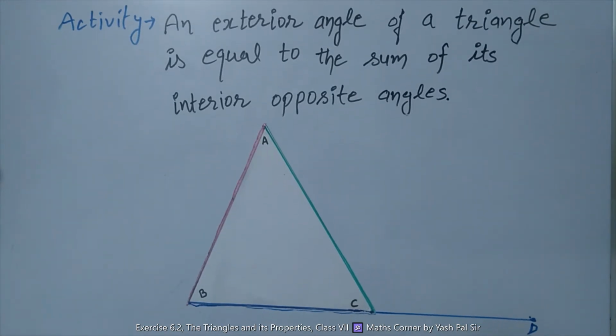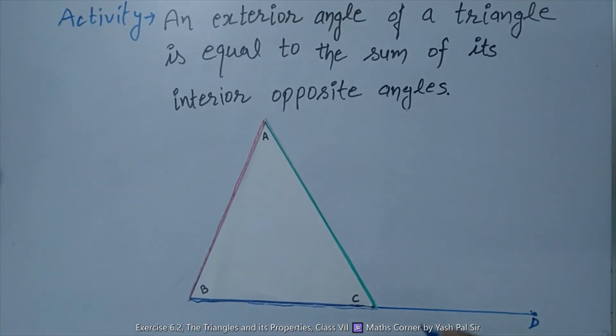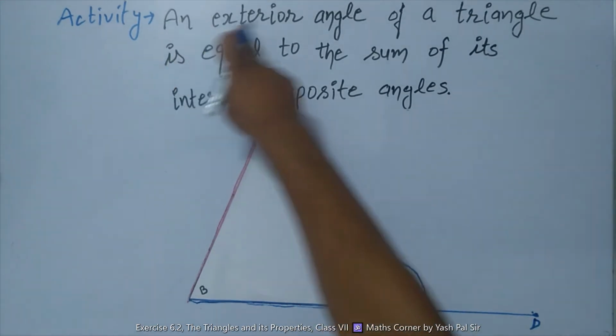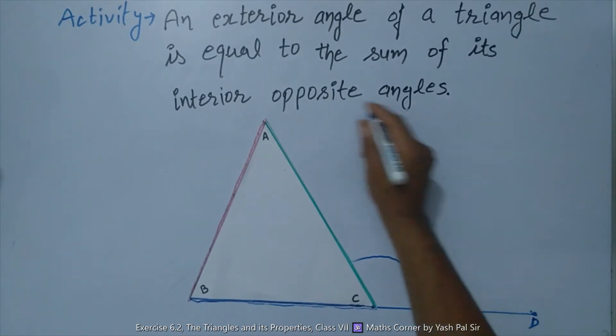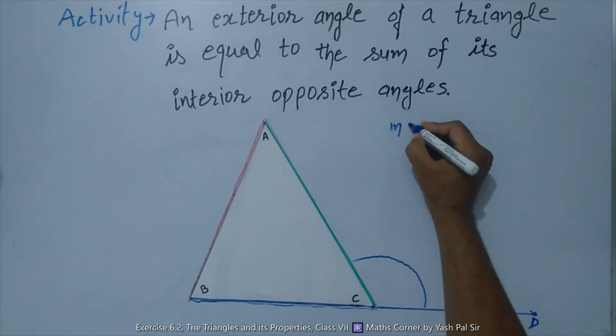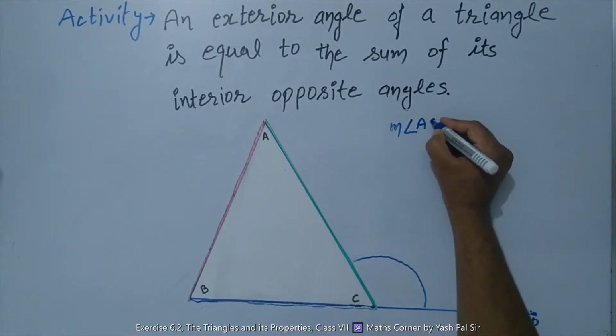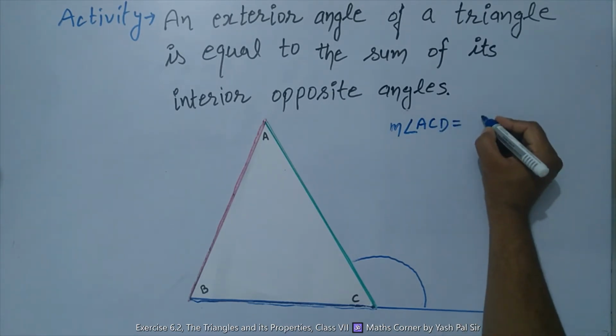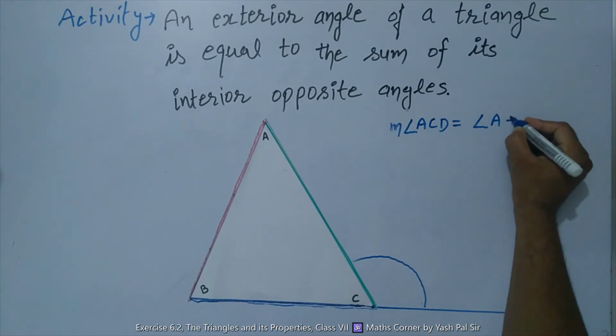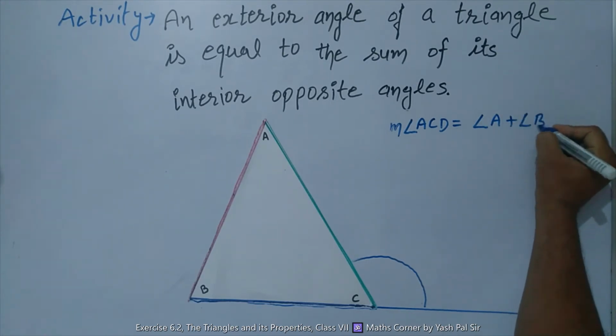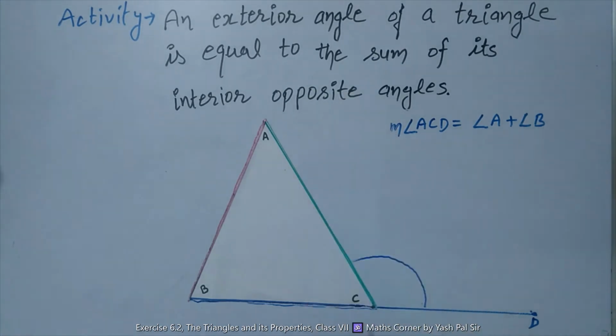Right? Now what we do? We have to check what is the measurement of this angle. According to the property, the measurement of angle ACD should be equal to angle A plus angle B, right? According to the property, this should be there. So let us check this now.